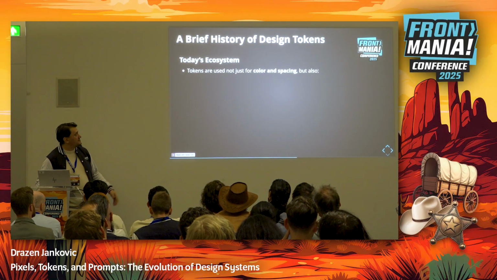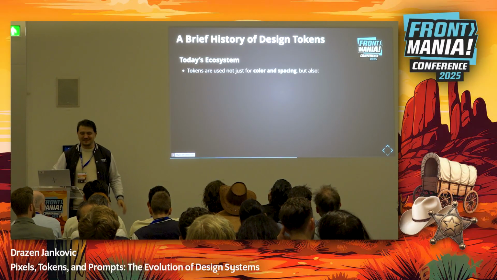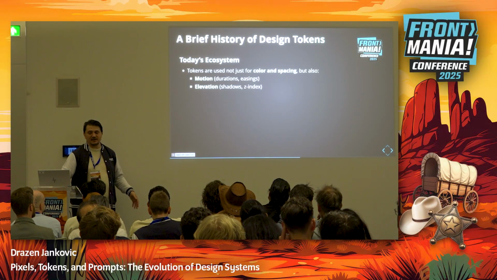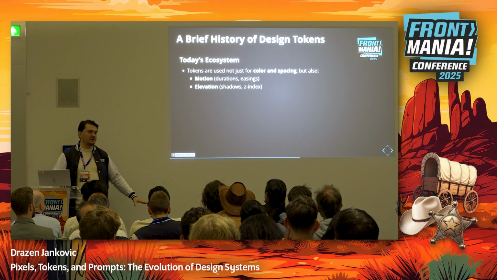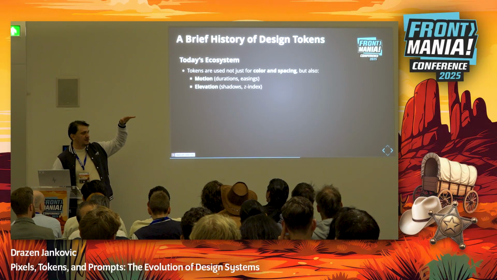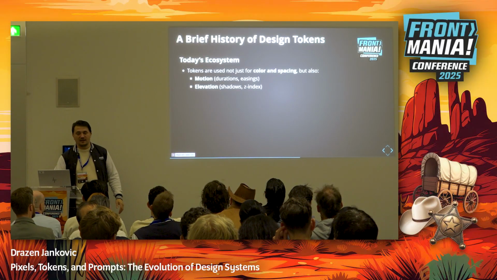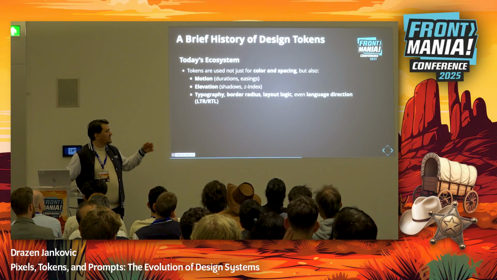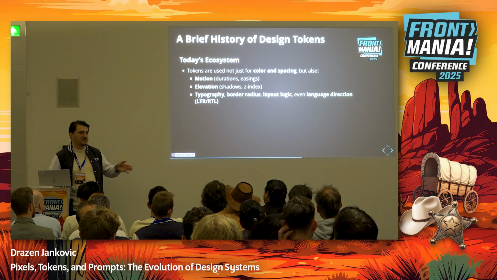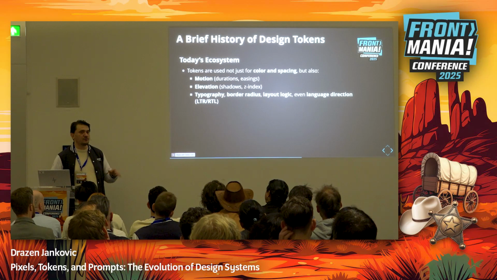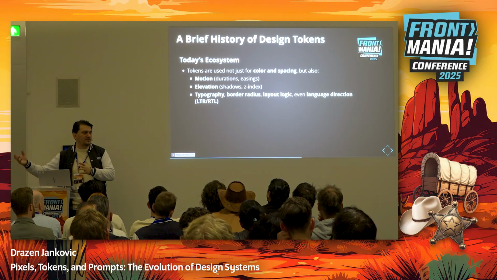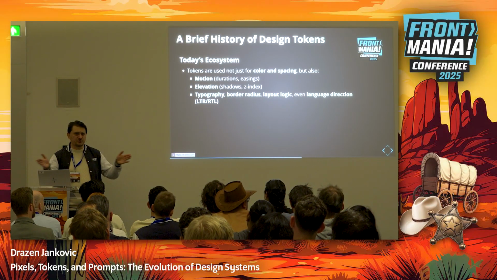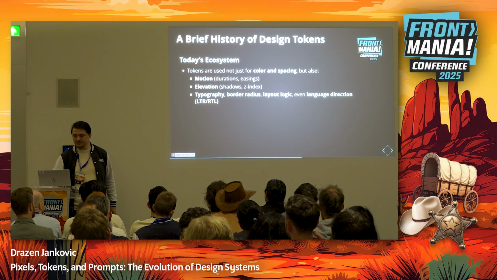Today's ecosystems, they're not just used for color and spacing. We're looking at motion, durations, things like that. We're looking at elevation, whether something has a shadow or should be on a different Z index, things like that. Typography, border radius, layout logic, language direction, all of those things you could manage by your tokens and then output them directly as either SASS or CSS to your repos, shortening the line between design and development even more.